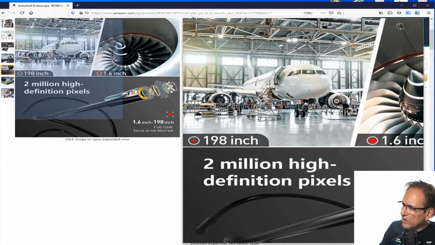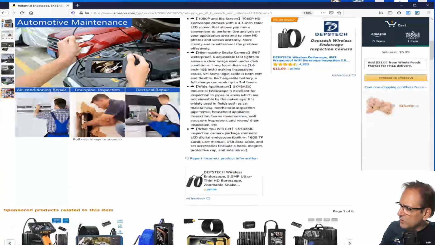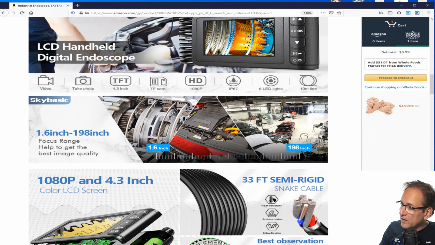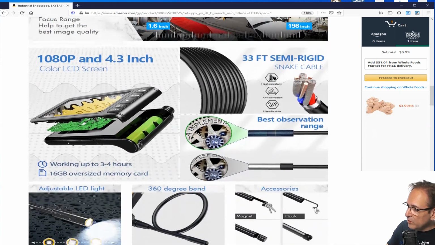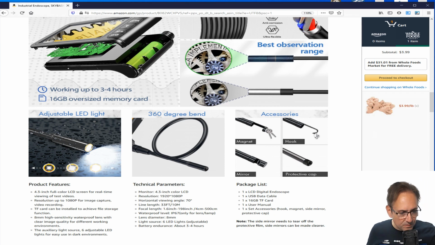I'll show you how the whole thing works. It gives you an idea to look at engines or anything that's hiding, mechanical parts, behind the wall, AC units. You can look inside the engine, right? And it's simple to use. Once again, the focus length goes from 1.6 inches to 196 inches. So that's perfect. Even if you have a pipe and you think something's stuck there, you don't know what it is, you can use this. 1080, 4.3 inches screen. And you can put this in the water. And it comes with all these extra pieces we see right over there.